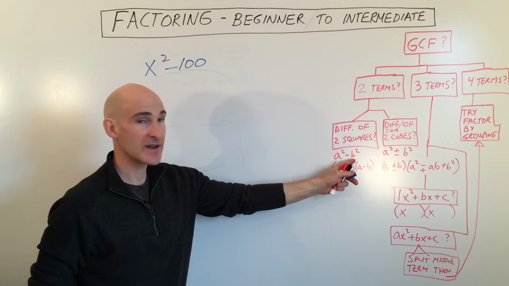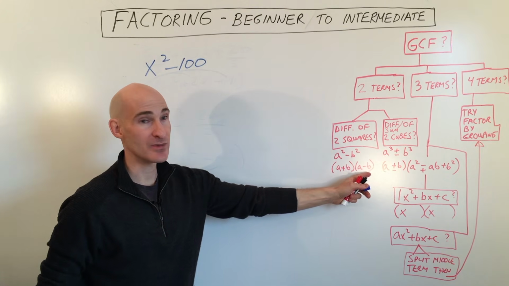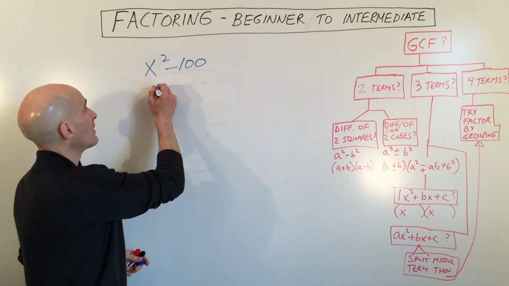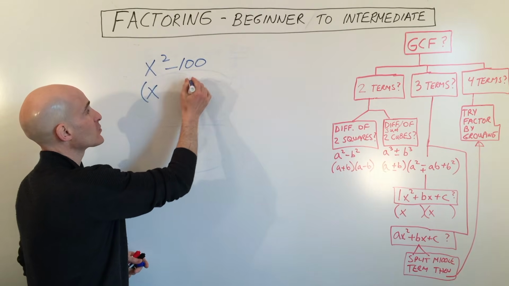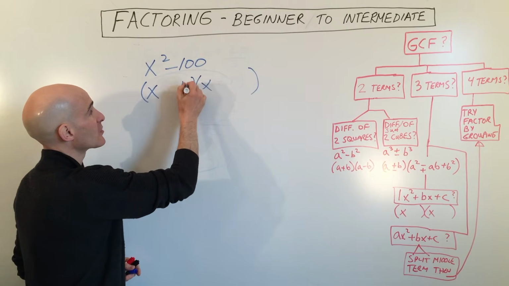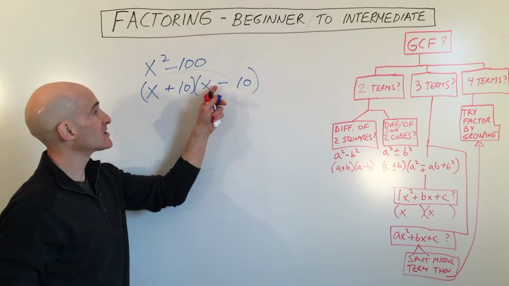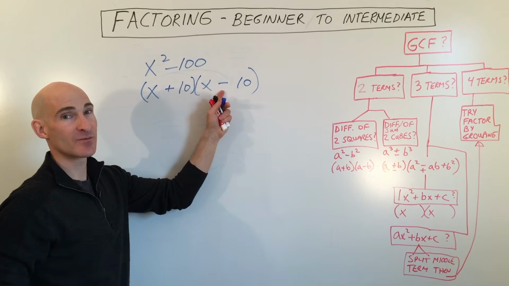You can see a squared minus b squared factors as a plus b times a minus b. So in this case, our a value is the square root of x squared, which is x. Our b value is 10, because the square root of 100 is 10. And we're going to make one of these plus and one of them minus. It doesn't matter the order. You could make this minus and this plus.